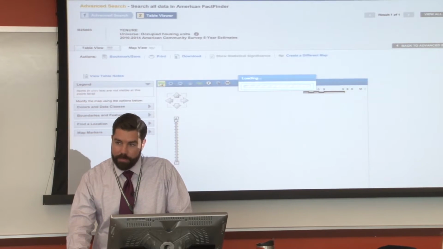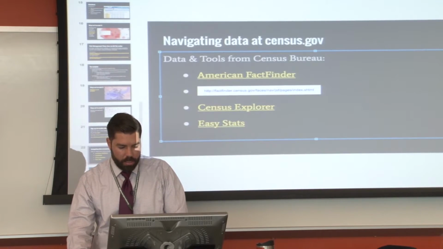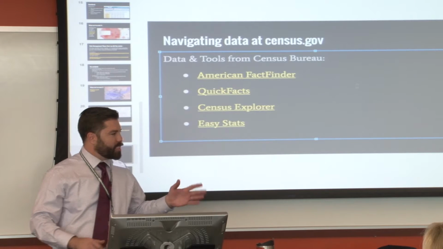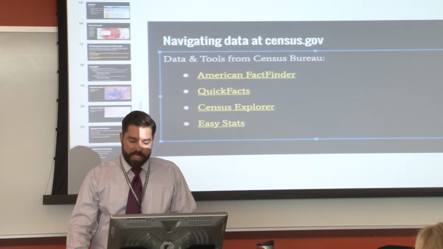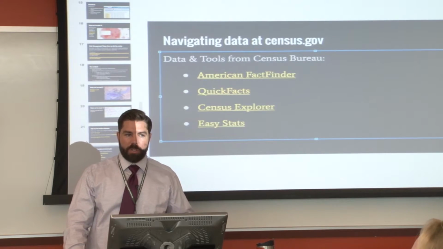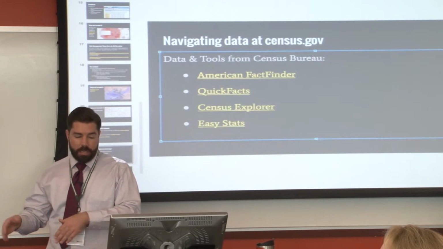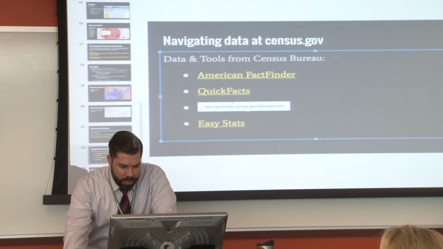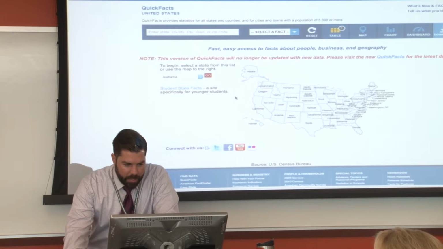Okay. We're lucky here. We only have 15. Well, lucky and unlucky, depends. Okay, so that's American Fact Finder. That's the one that I find the most useful when I actually want to go to the Census Bureau and get data. But just real quickly, I'll show you that there's some other things that have been created.